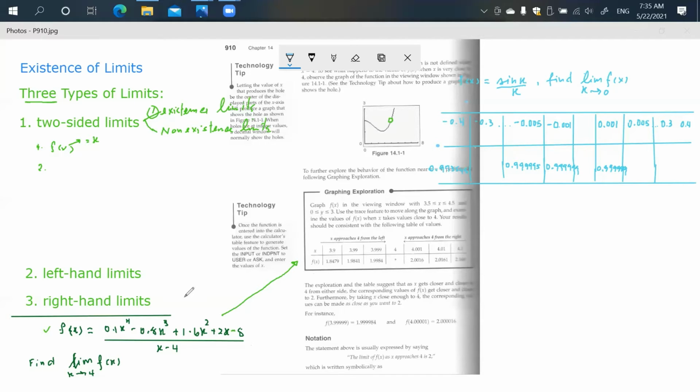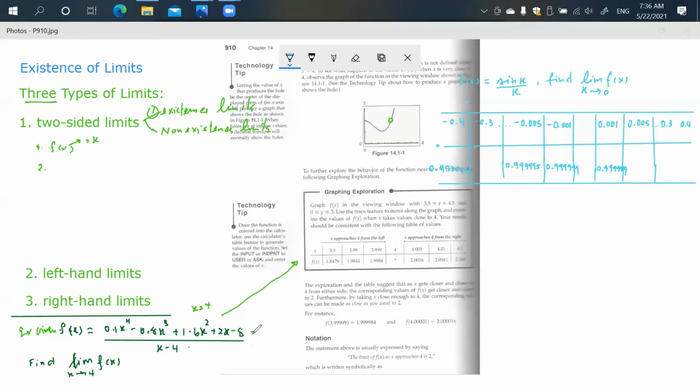So the first step, to find whether the limit exists or is non-existent, you just replace x, because in this example we're given f of x equal to this, and I want to find the limit of f of x when x approaches 4. Then you just replace x equal to 4 in this function. So I replace everywhere I have x with 4.